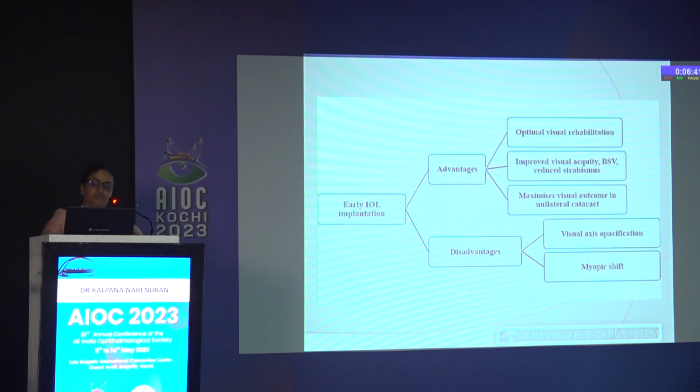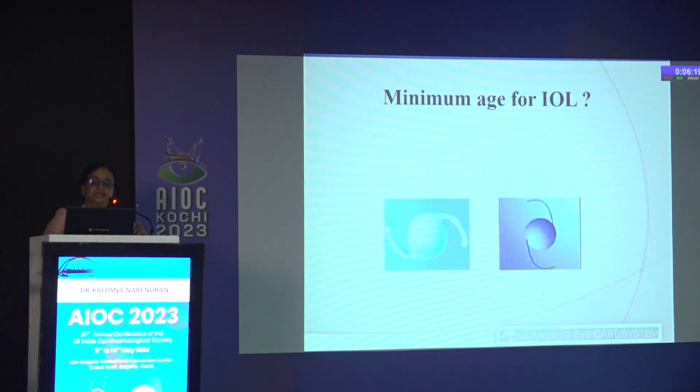But the disadvantages are visual axis opacification and myopic shift. Keep in mind that you're putting a lens in a growing eye. So always keep the myopic shift in mind. That also can be a big problem. Sometimes later on, if there's a gross myopic shift, you may have to go in for an IOL exchange, and it can also give some anisometropia along with your added stimulus deprivation amblyopia. So we should keep all that in mind.